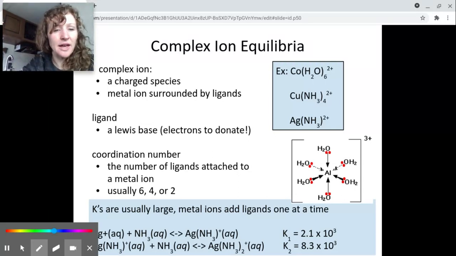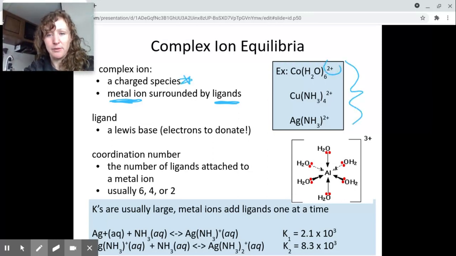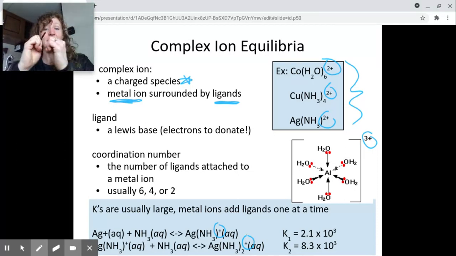And then that metal ion is going to be surrounded by ligands, and the whole thing is going to be charged. So if you look at our examples here, notice all of them, boom, boom, boom, boom, all of them always charged, right? So a complex ion is just that. It's always going to be an ion. And this ion is composed of a metal ion and ligands.